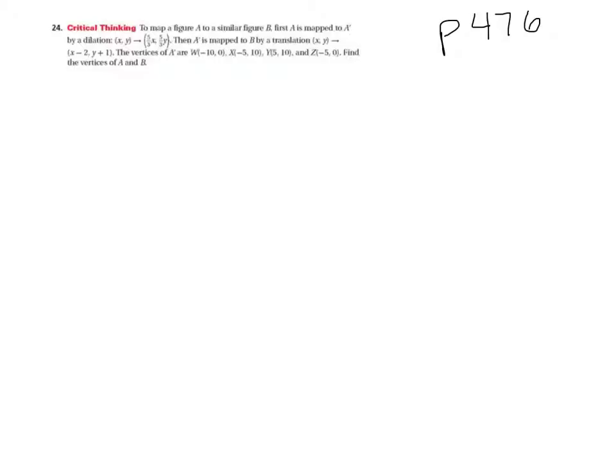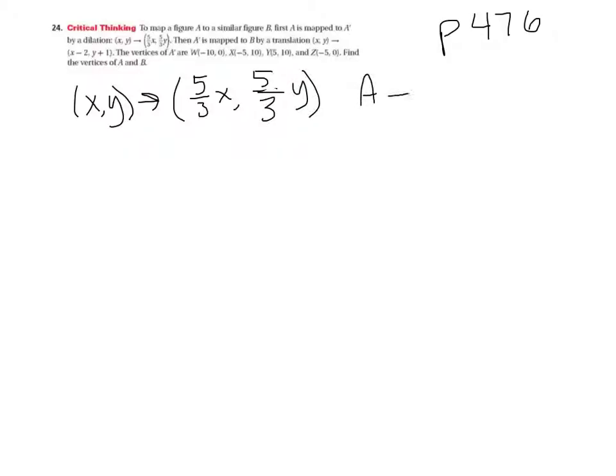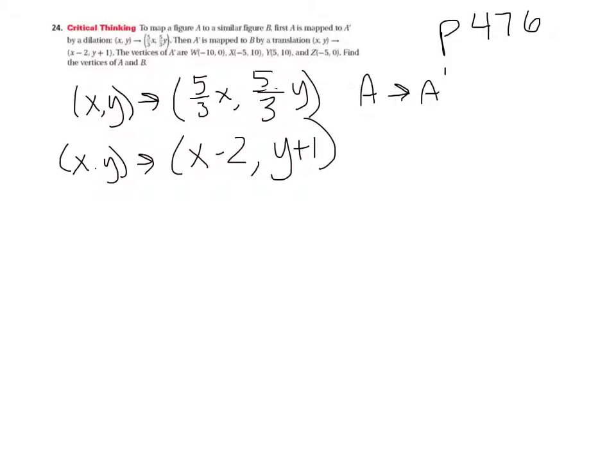So I'm going to write a couple things out. My first one, xy mapped by the dilation, is 5/3 x, 5/3 y. That is taking A and mapping it to A prime. And then the translation, which is xy mapped onto x minus 2, so every x we're subtracting 2, and then y plus 1, every y we add 1. That is going to take A prime and map it onto B.